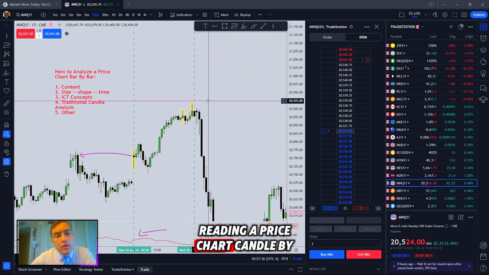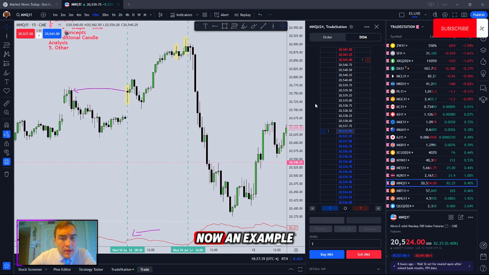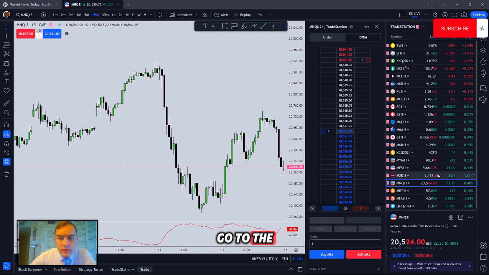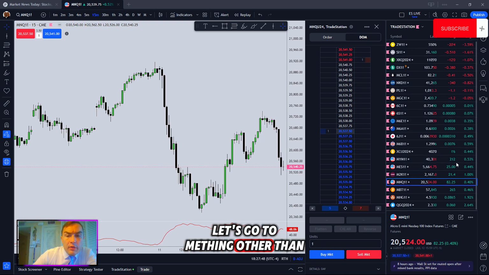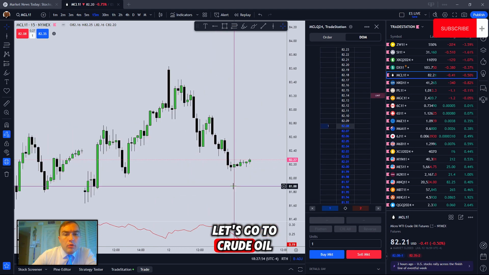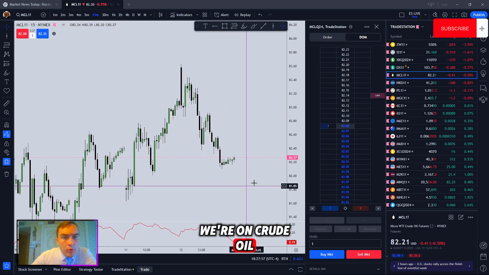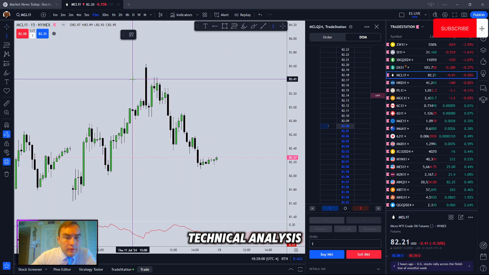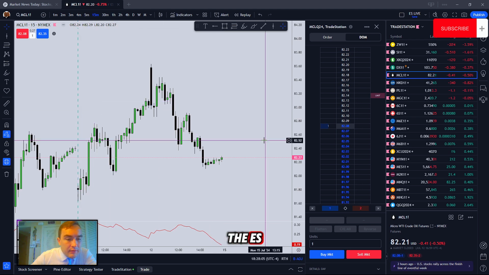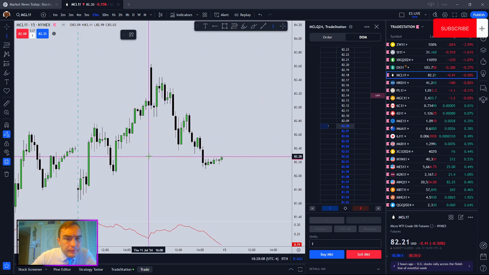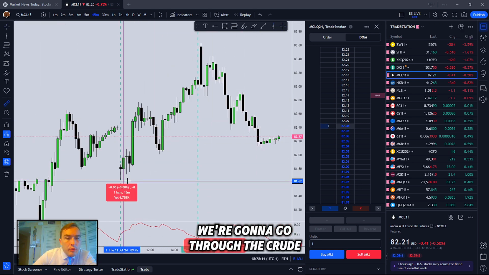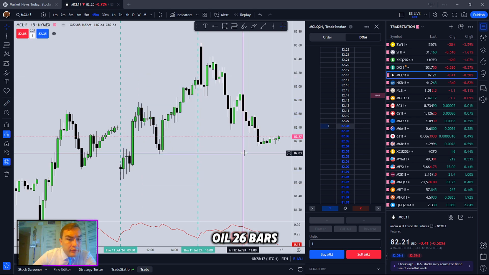So reading a price chart candle by candle, I just want to go through an example now. And what I'm going to do is go to something other than the micro NASDAQ and show you how this would work. Let's go to crude oil. Okay, so we're on crude oil, and I want to show you an example of technical analysis on something other than a stock index. So we're going to go from Thursday, then I might go back to the ES. Thursday at 9:30 to Thursday at 10 o'clock, and we're going to go through the crude oil 26 bars, guys.